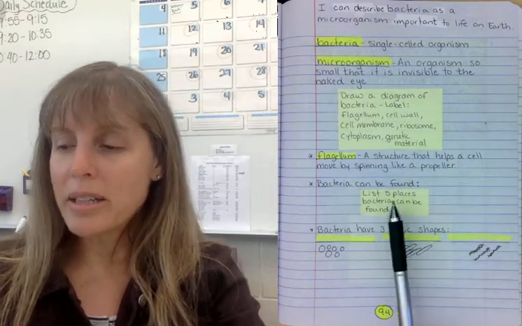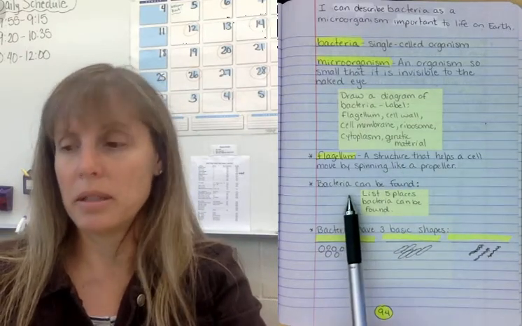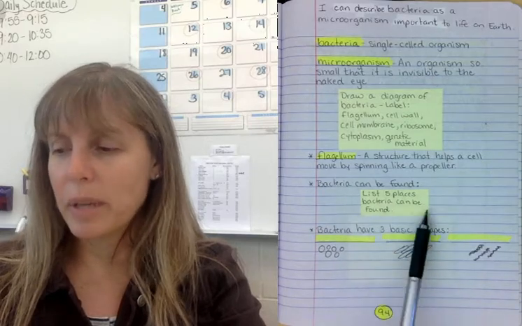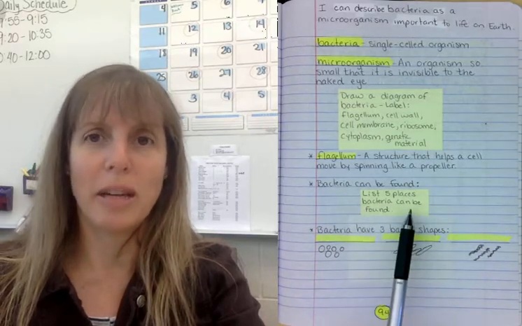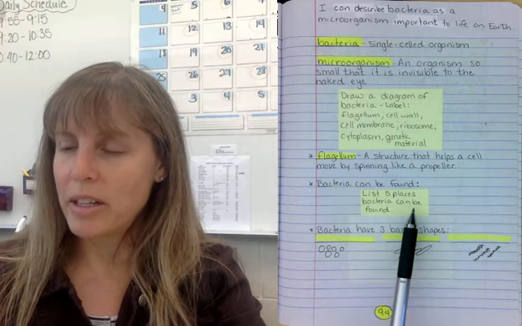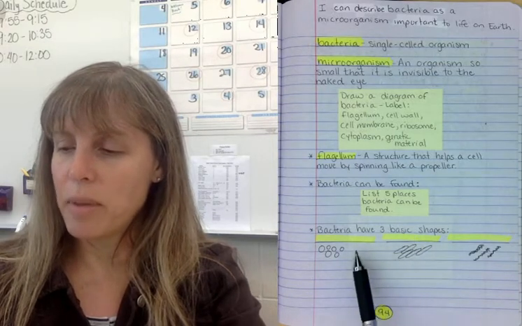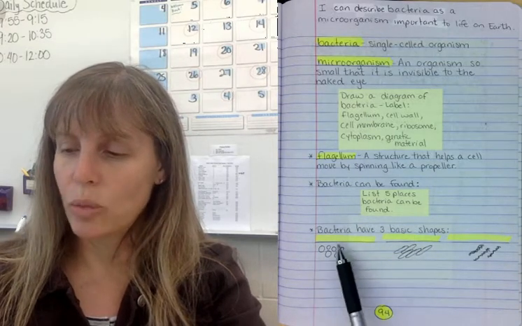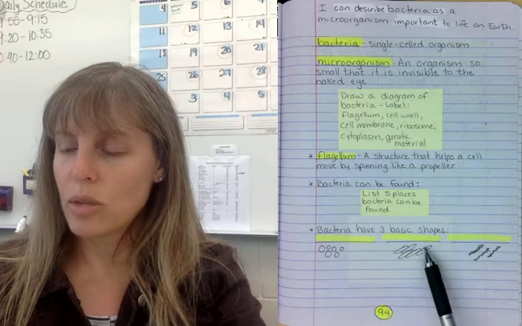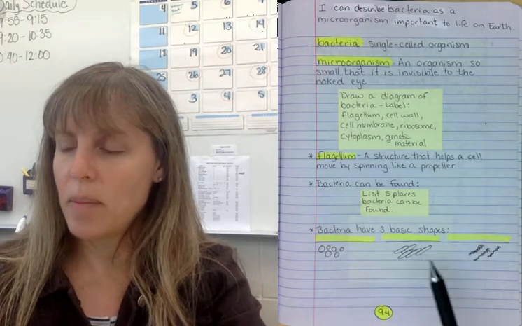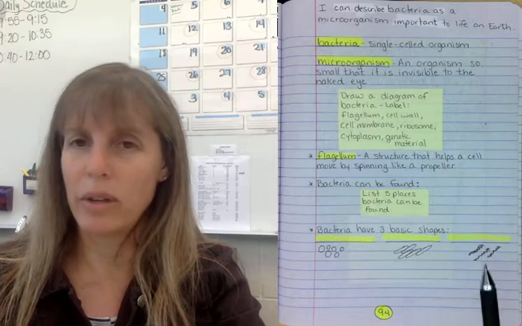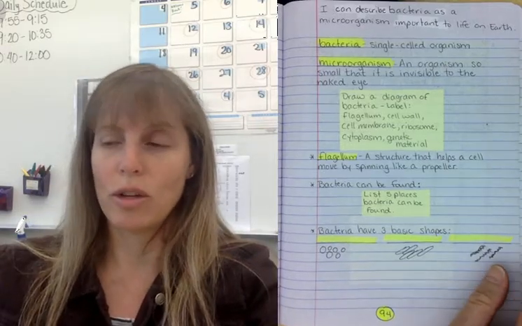All right, so bacteria can be found in a lot of places, but I want you to list 5 places that you can actually find bacteria. And then as you look at bacteria and read about it, you'll find out that they have 3 basic shapes. One is a round shape, one is a rod-like shape, and one is a spiral shape, and you'll see pictures of those as you go.